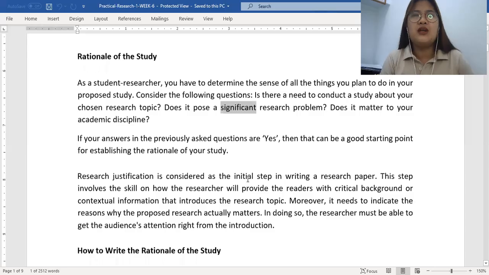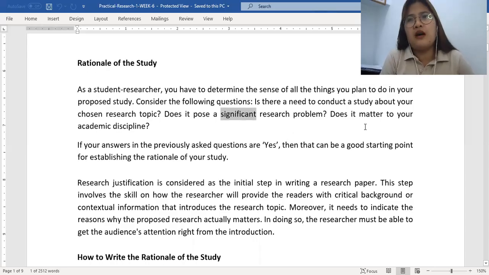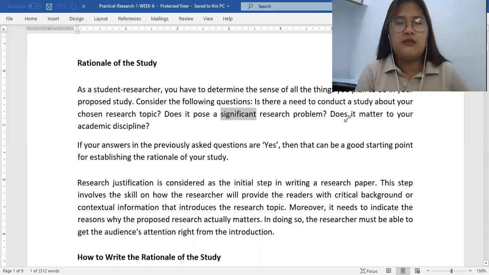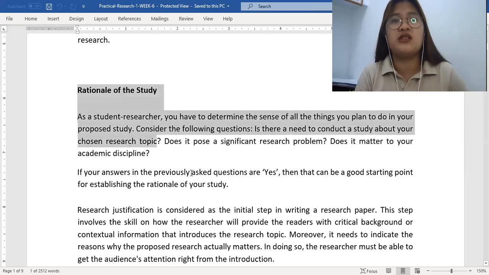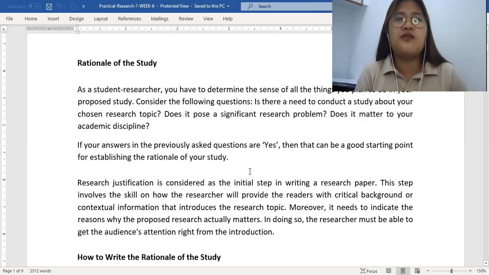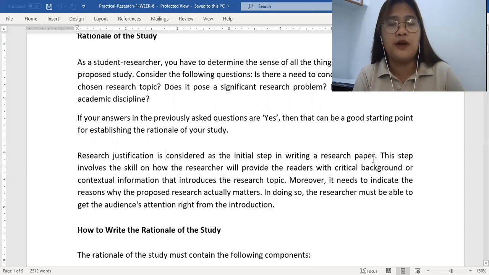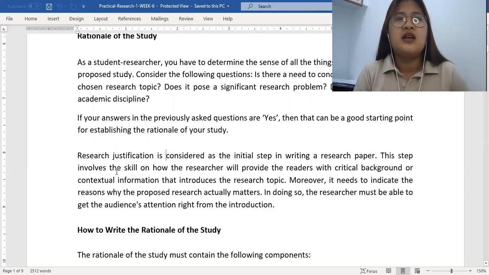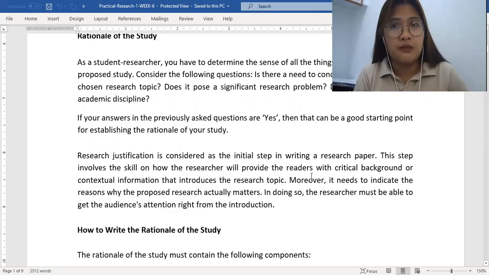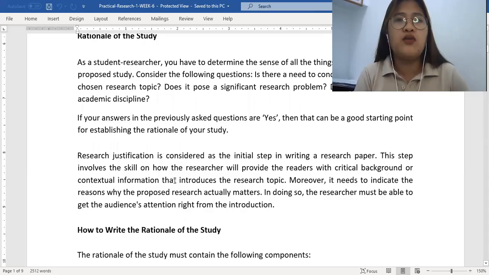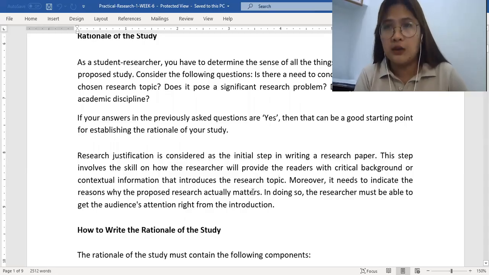So kumbaga, pag tinanong ka in the future, kapag magde-defense kayo, o bakit mo ginawa itong study na to? Dito mo pwedeng kuhanin yung sagot sa rationale. Okay? Research justification is considered as the initial step in writing a research paper. Bakit? Because this involves the skill on how the researcher will provide the readers with critical background or contextual information that introduces the research topic.